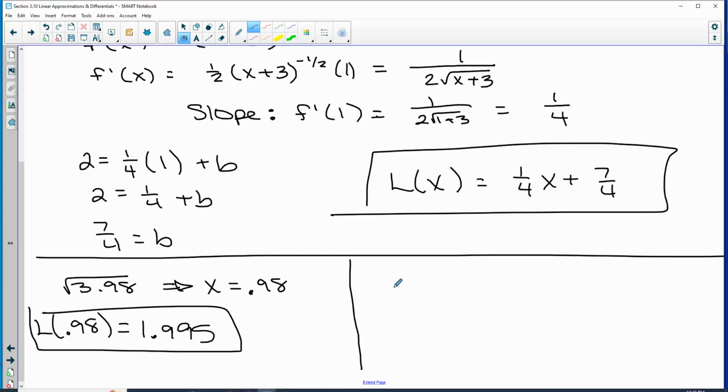The other one was 4.05. So if I'm doing square root of 4.05, what is my x value? And again, that's only because this problem had x plus 3 under the radical.